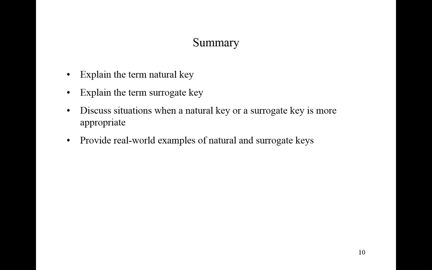So let's summarize what we've talked about. In this video, we examine two types of primary keys for a table, a natural key and a surrogate key. Remember, you can only have one primary key. So we had to choose between these. So we discussed situations when a natural key or a surrogate key would be more appropriate. And then we finished up by giving you some real-world examples of natural and surrogate keys. So the answer to the question that we raised early on as to when should we use a surrogate key, when should we use a natural key, the answer is very straightforward. It depends. So we suggested those situations where one approach might be more preferable.